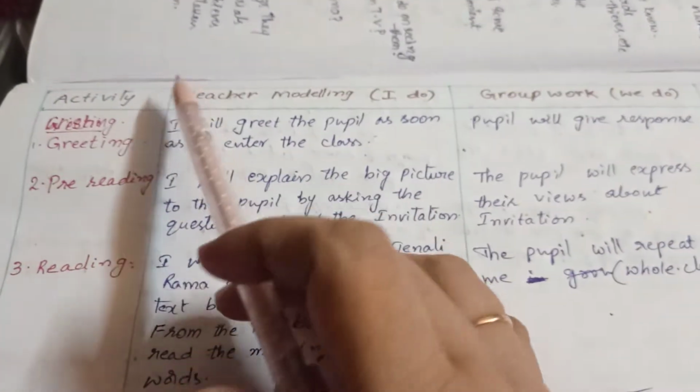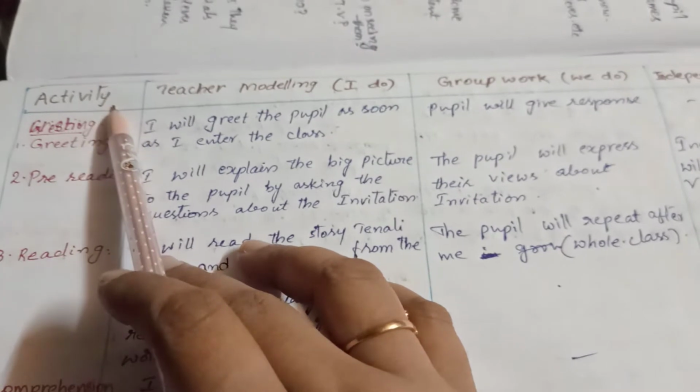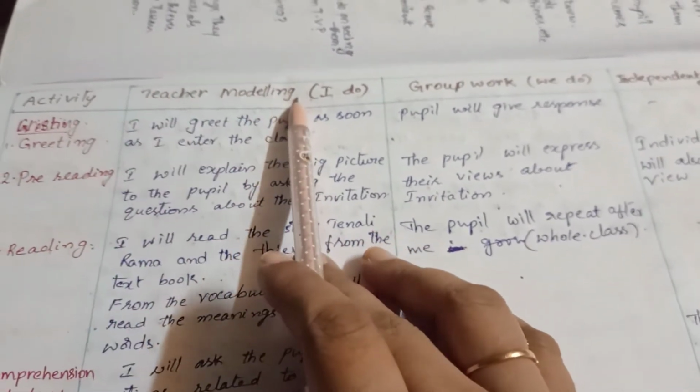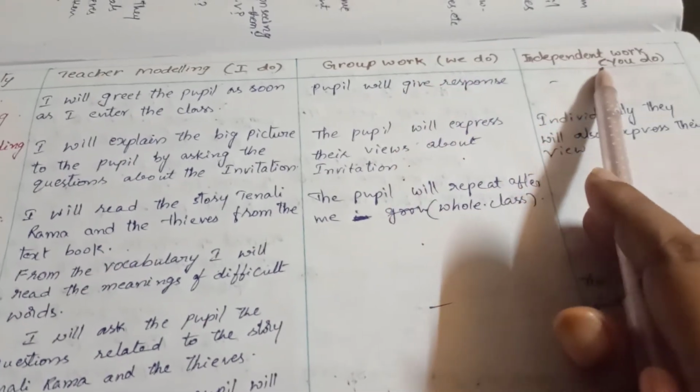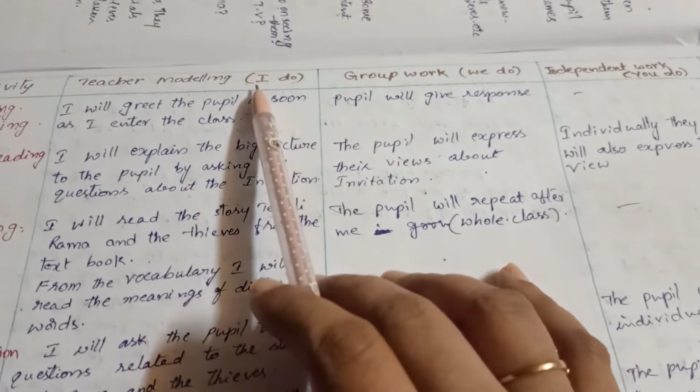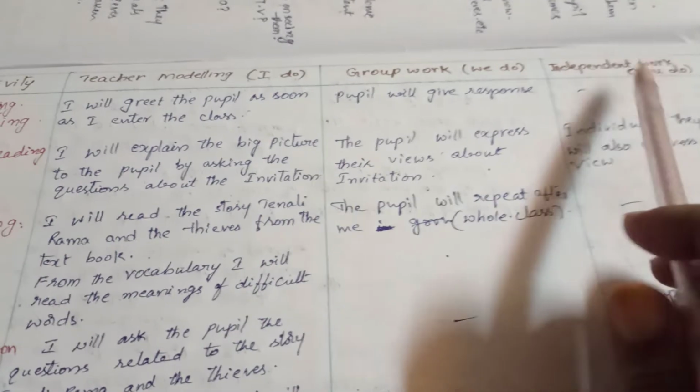Here, another column is activity. Here, teacher modeling or teacher activity, then group work and independent work. I do, we do, you do.